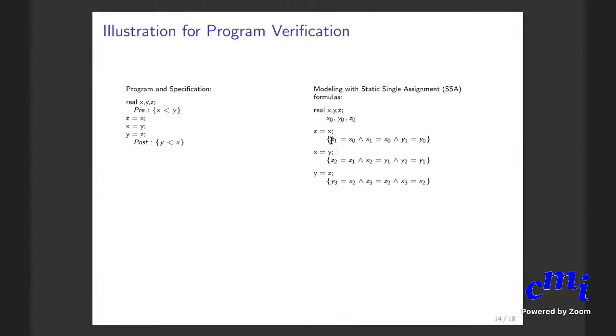So here is what is called static single assignment. That's actually a formula. What it says is it introduces a new timestamp variable to denote the value after execution of this instruction. So what it's saying is, since this assigns X to Z, Z1 will be X0, and everything else remains unchanged. So Z1, X1, Y1, and Z1 denote the value of the variables after this statement.